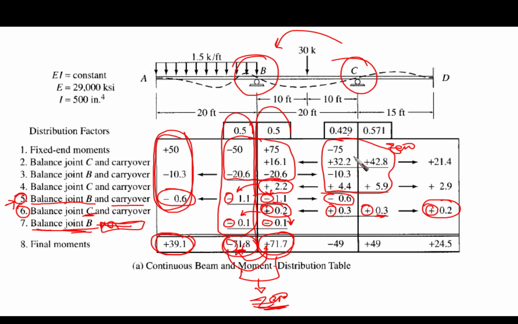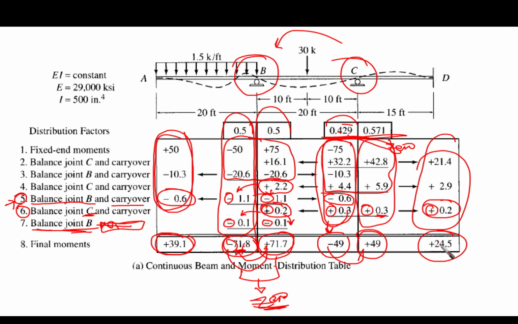Similar here for this point C. Sum everything here. Of course, you are summing the moment. You are not summing the distribution factor with them. It's out of our summation. So sum them up. You are going to find minus 49. Sum all of them here. They are going to give you 49 with the opposite sign. Sum everything here. You are going to find 24.5. That's it. This is the end moments that we should put. We call them the final moments, the final step.